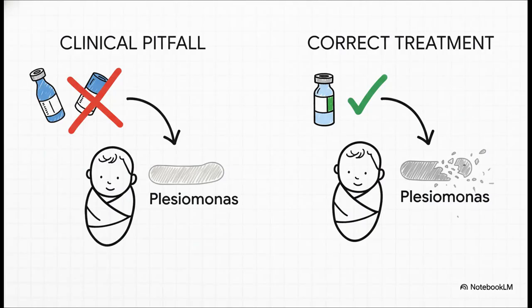Okay, everybody listen up, because this is a huge take-home point. The standard empiric regimen for neonatal sepsis, ampicillin and gentamicin, is completely inadequate for Plesiomonas shigelloides. Why? Because it's intrinsically resistant to ampicillin. If this bug is even on the radar for a neonate, cefotaxime is the drug of choice. This is the kind of critical info that requires a phone call from the lab to the clinical team.